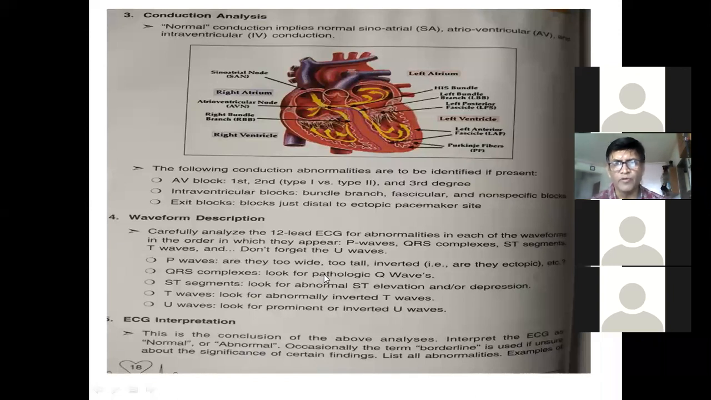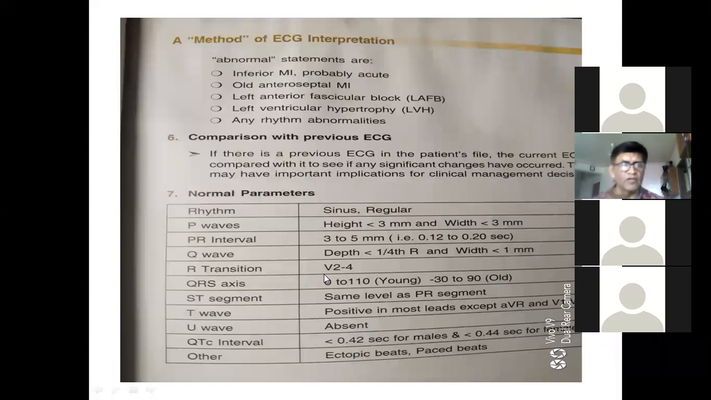Kindly mute. Now write down the normal values. See, the values are written here. So when you take an ECG, what do we look for? A normal parameter. What are the normal parameters? What is the P wave? So what is the normal P wave? Height should be less. Can anyone read this?